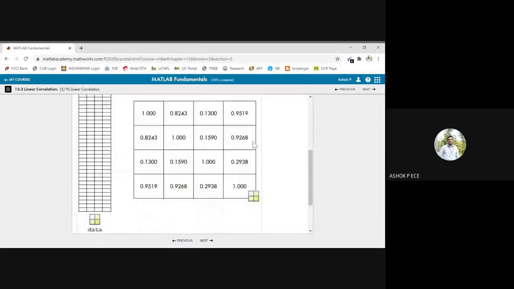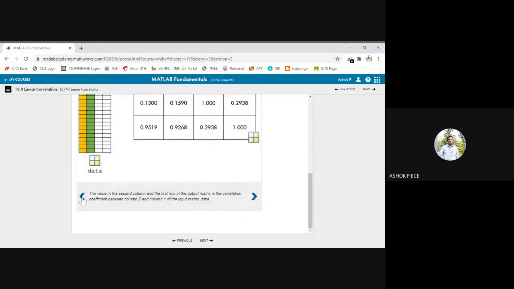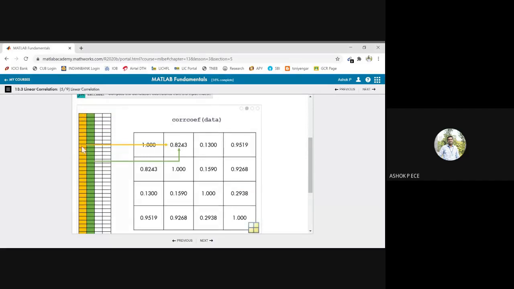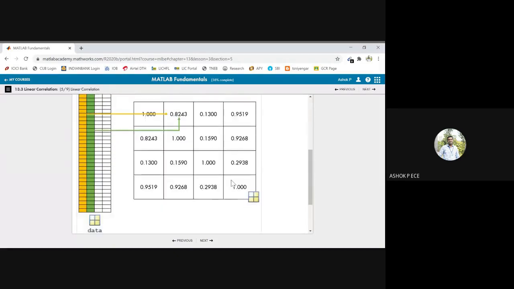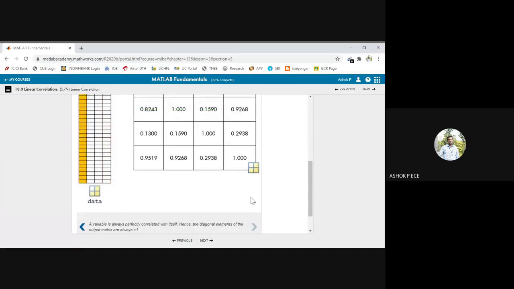And you can find the correlation coefficient of the data. So you will get a perfect 1 along the diagonal. And you can decide: if it is close to 1, it means highly correlated; close to 0 means uncorrelated. And correlation can be negative also. So here it is given how the correlation takes place. See here, the value in the second column in the first row is the correlation between column 2 and column 1 of the input. So how the various values of correlation are determined is shown here.